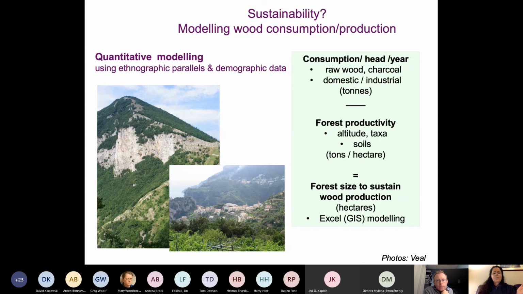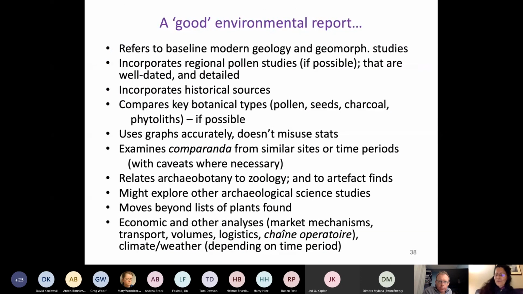So last of all, we get to doing things like modelling consumption and trying to understand how a footprint of a city was on its environment. And that sort of takes us back to where Jed started. And I look more at the data and more at the actual environment of individual sites. And I think what we need to try to do is make our sites match up. And so last of all, what does a good environmental report have in it? Well, it has all these things.